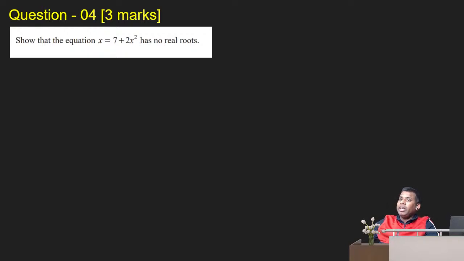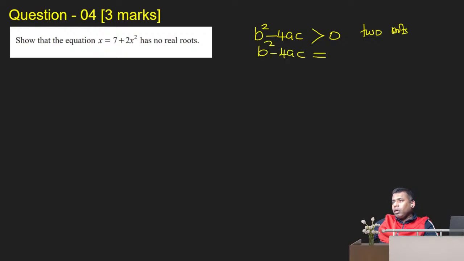Roots. When it comes to roots, you need to understand the discriminant. What is the discriminant? b squared minus 4ac greater than 0 for two distinct roots, right? That means two different roots, right? And b squared minus 4ac equals 0 for one root, right? And b squared minus 4ac less than 0 for no roots. So by reading that question, you already find out that the equation has no real roots, so you need to prove the discriminant is less than 0.